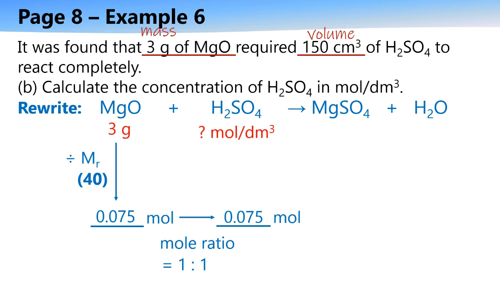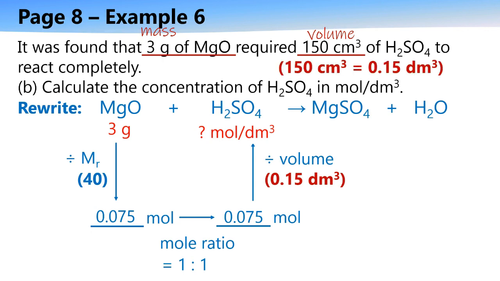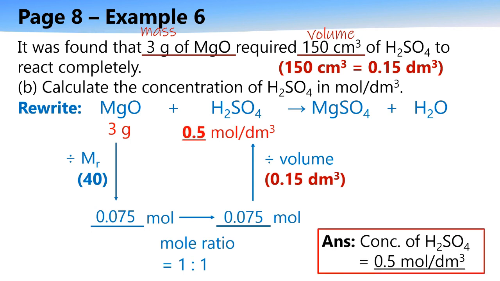So now for the number of moles, how do I find concentration? That would be dividing by the volume. So mole per dm cube, the working would be mole divided by the volume. What is the volume of sulfuric acid? It's actually given, which is 0.15 dm cube. How did I get this value? Same thing, 150 cm cube is equal to 0.15 dm cube, and I will get 0.5 moles per dm cube. And that is the answer. The concentration of sulfuric acid is 0.5 moles per dm cube.